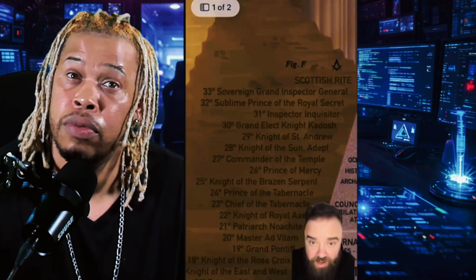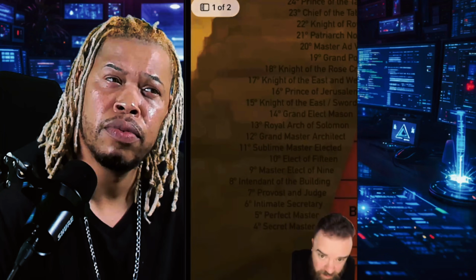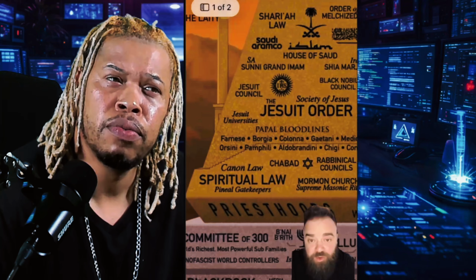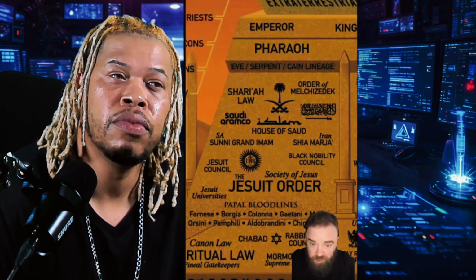Start digging into that. Here's all the levels of Freemasonry. If you want to learn about all of those, here's all the levels of Freemasonry right there. And then up above this, we have all the religious institutions that are running the world down below here. So again, this is a pyramid.